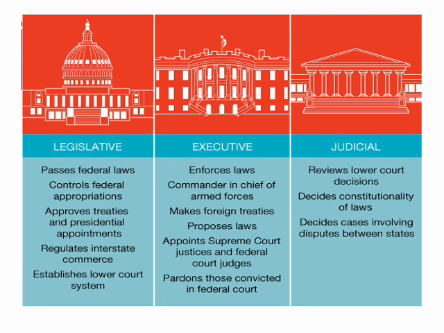So this is just a handy chart from your textbook that basically shows you the distinct powers that each branch of government has. Here, the legislature passes laws, approves treaties, and regulates interstate commerce. The executive enforces laws, commands the army, and appoints Supreme Court justices. And then the judiciary's main power is to decide the constitutionality of law. And so there are clear separations between what those branches can do.